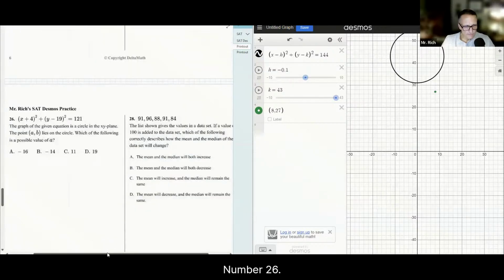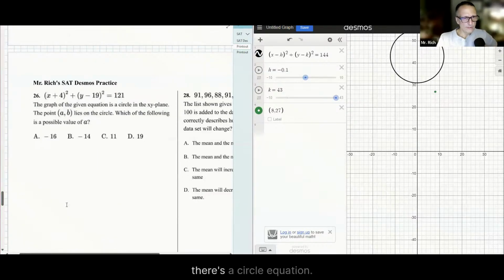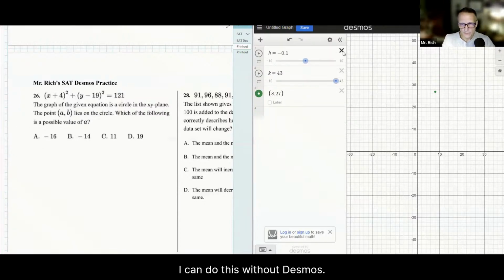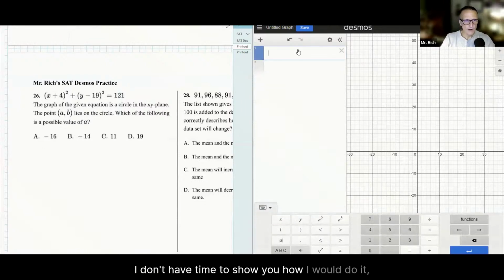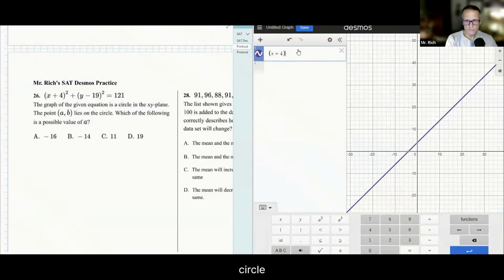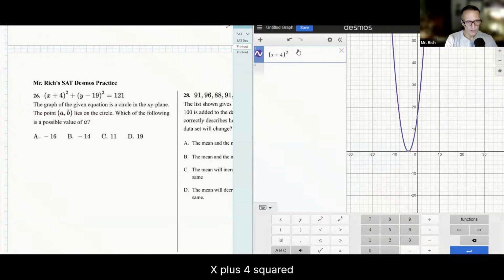Number 26, another circle. The graph of the equation is a circle. Yep, I knew that. The point (a, b) lies on the circle. Which of the following is a possible value of a? Well, I could do this without Desmos. I don't have time to show you how I would do it, but I'm just going to use Desmos to make the circle. (x plus 4) squared plus (y minus 19) squared equals 121.